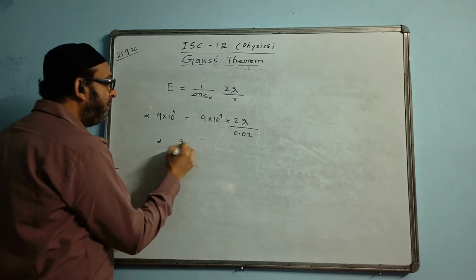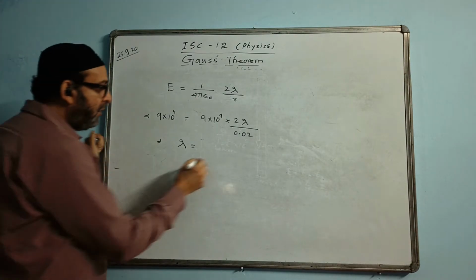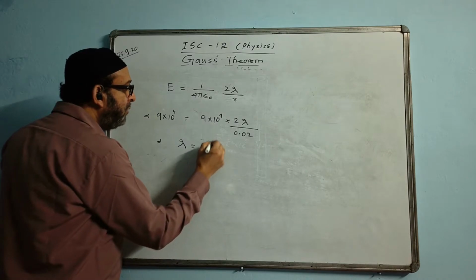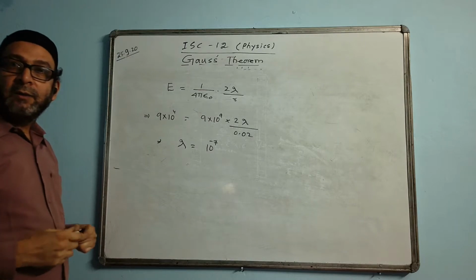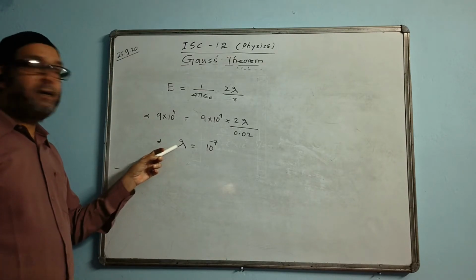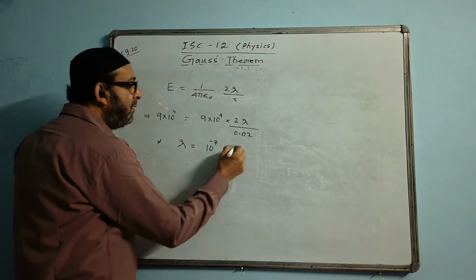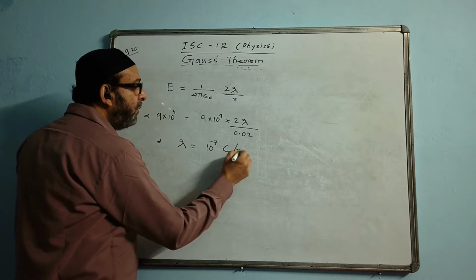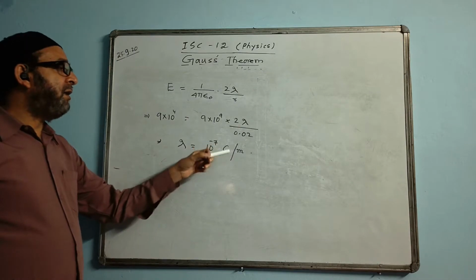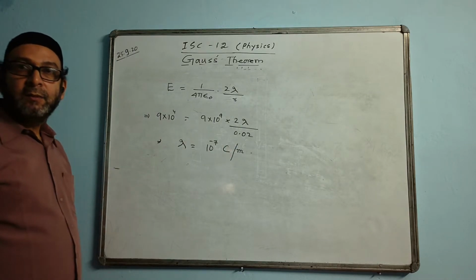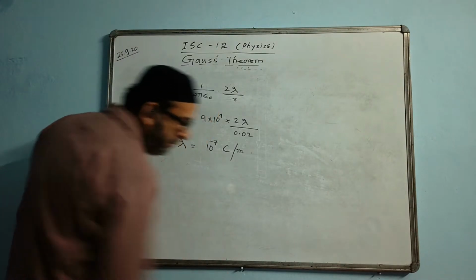Now find the value of lambda. We will calculate the value of lambda. The value of lambda after calculation will come 10 to the power of minus 7. Now we will give the unit of lambda. Unit of lambda is actually linear charge density, Q by L. Unit of Q is coulomb and length is meters. We can write coulomb per meter. If you want, you can write C m minus 1, meter inverse. Okay, that is the answer for this question.